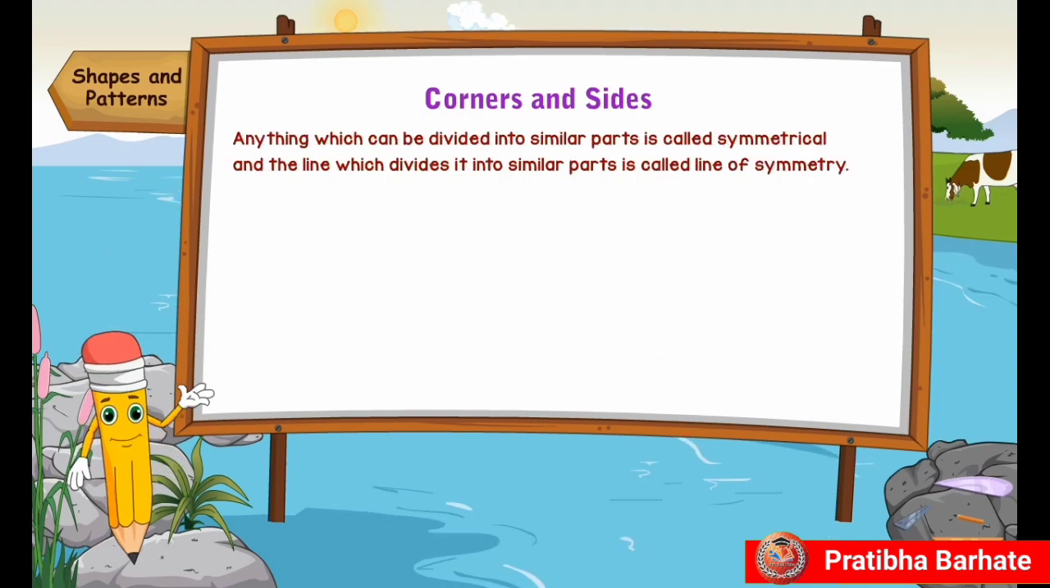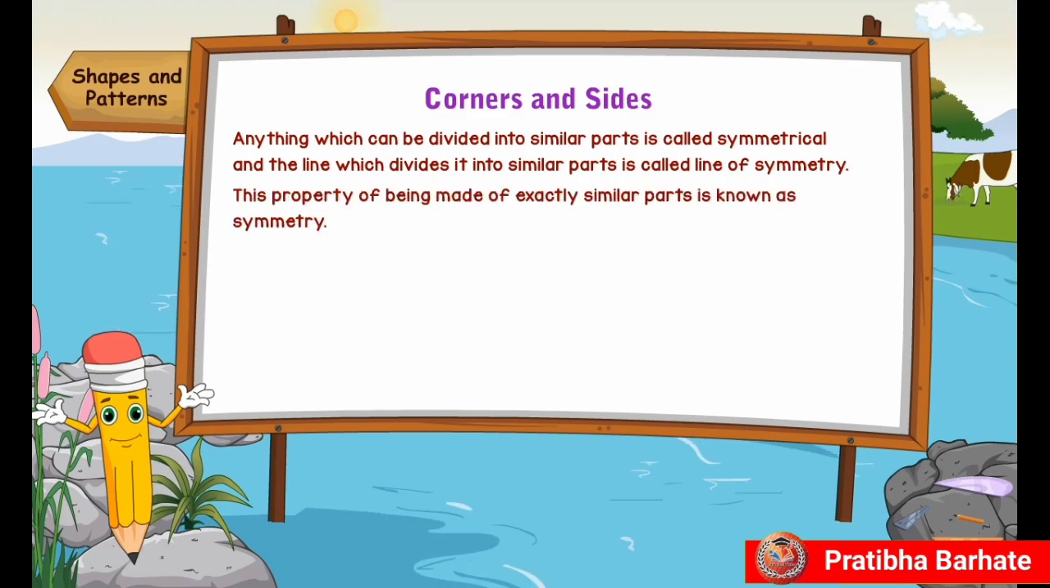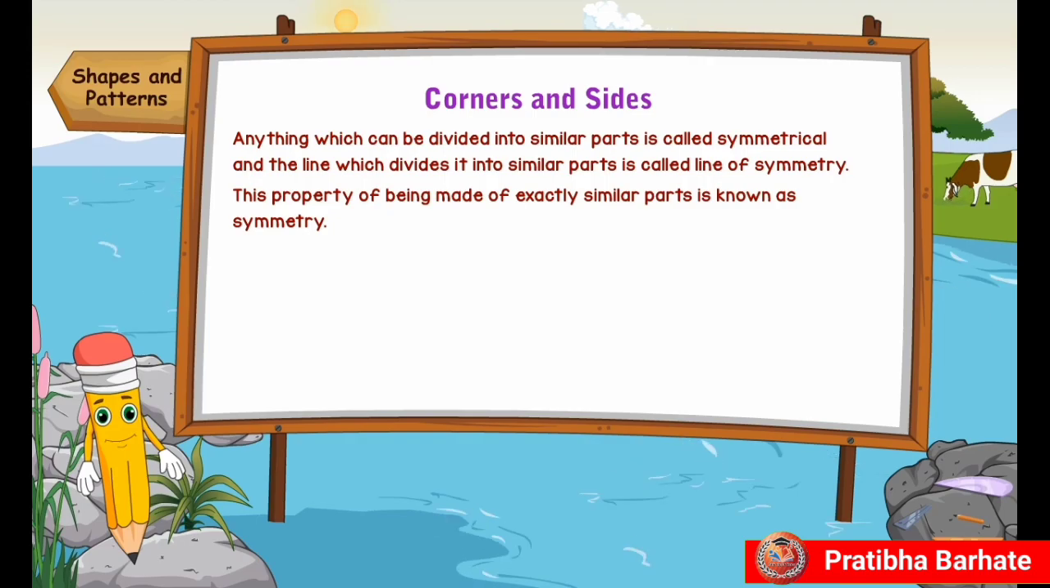Anything which can be divided into 2 similar parts is called symmetrical, and the line which divides it into similar parts is called line of symmetry. This property of being made of exactly similar parts is known as symmetry.